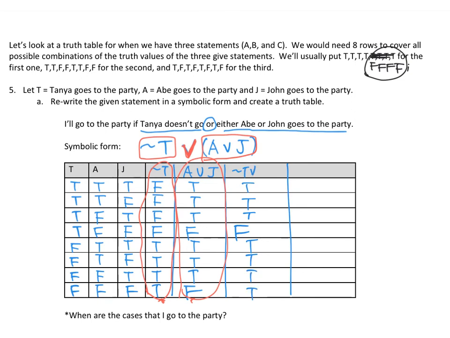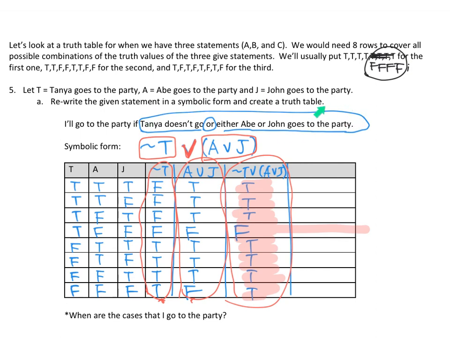So Tanya, A or J. Everything is true, so my final answer is there. Maybe I should highlight this. Everything is true except this part is false. The interpretation is, looking at this statement, Tanya doesn't go to the party, or either Abe or John goes to the party, the only time that's not the case is where Tanya goes, Abe doesn't go, John doesn't go. For everything else, this statement is true.